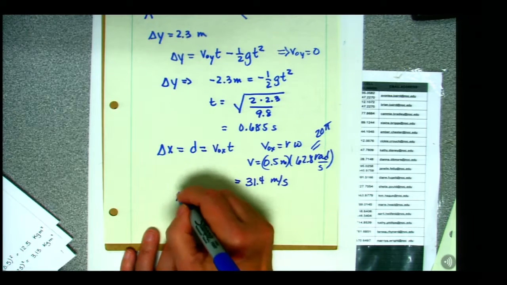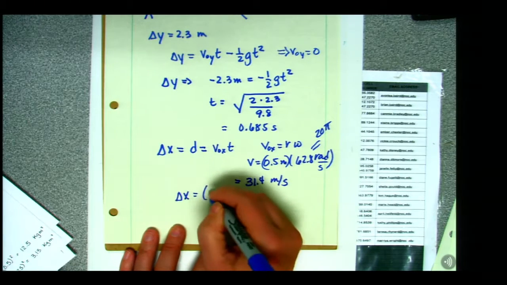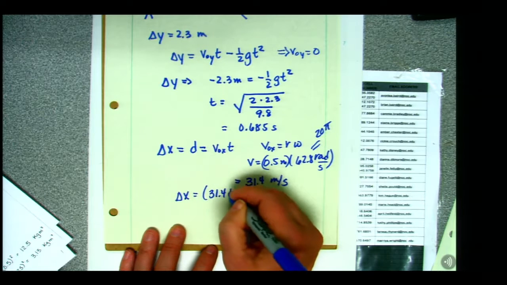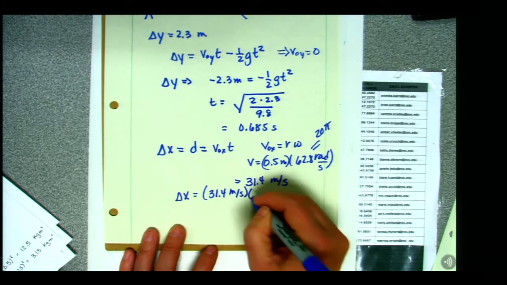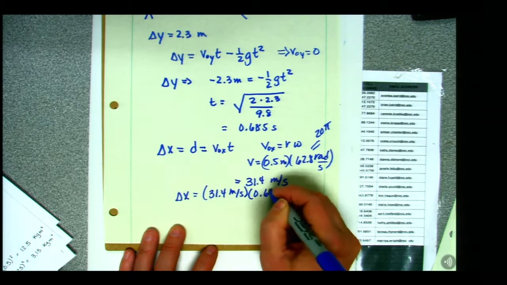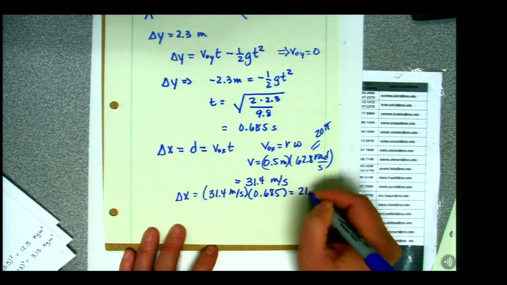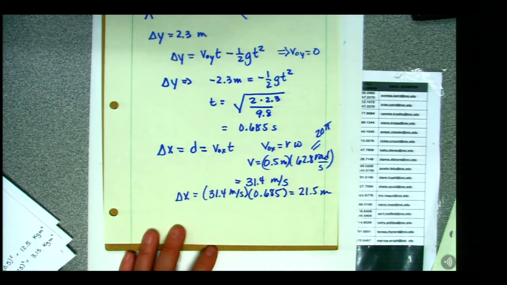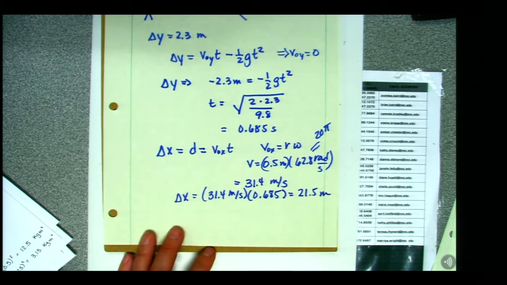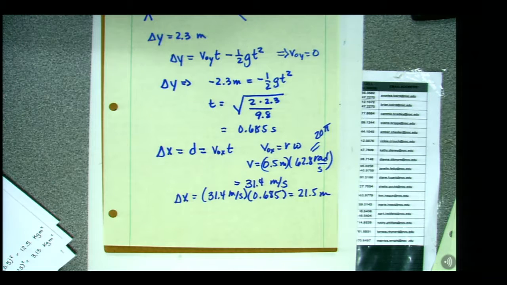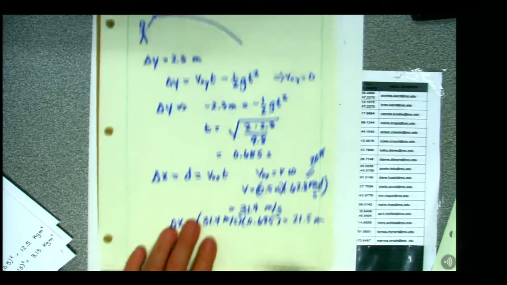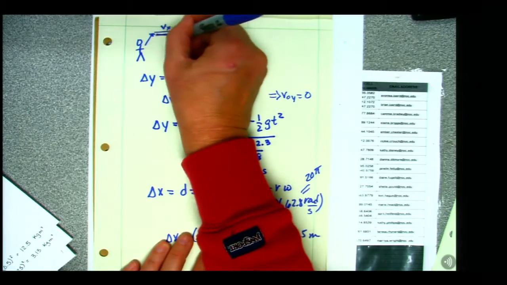And now my change in distance is going to be 31.4 meters per second times 0.685. It's going to equal 21.5 meters. So he could hit somebody, or at least he'll hit the ground 21.5 meters away. Now, if he's closer to Goliath, let's look at what happens here.